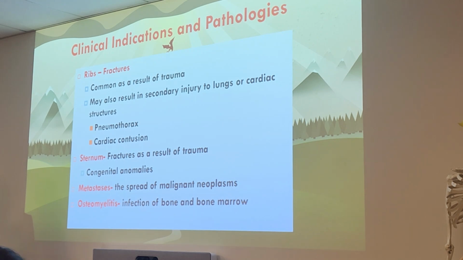Sternum pathologies are also a result of our traumas, and also, as we saw with some of those different pathologies last week, congenital anomalies. Those are genetic deformities. And then metastases, that's going to be the spread of malignant neoplasms such as cancers. And then osteomyelitis, that's going to be an infection of bone and bone marrow that can also occur in those bony thorax areas. What do we call our clinical indications and more common pathologies?